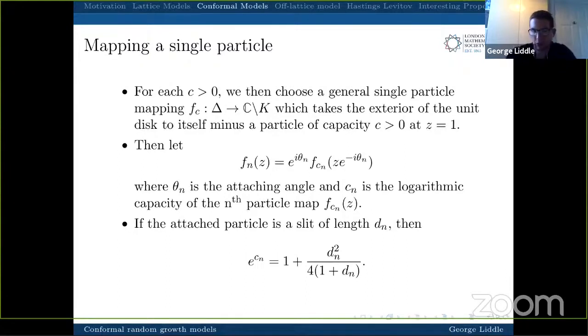And then this next thing is just exactly what I was discussing on the last slide. What is the relation between this capacity and area? So if we have maps of this form, and if the attached particle in this case is a slit, so that's one of the examples of the particles that we could attach, and it has length or diameter dn, then e to the cn is roughly 1 plus dn squared over 4, 1 plus dn. So what that means is that if dn is small, then cn is going to be roughly dn squared. And that's the relation that we're going to use throughout the rest of the talk. So you can see from that how the capacity is very closely related to the area of the attached particle itself.